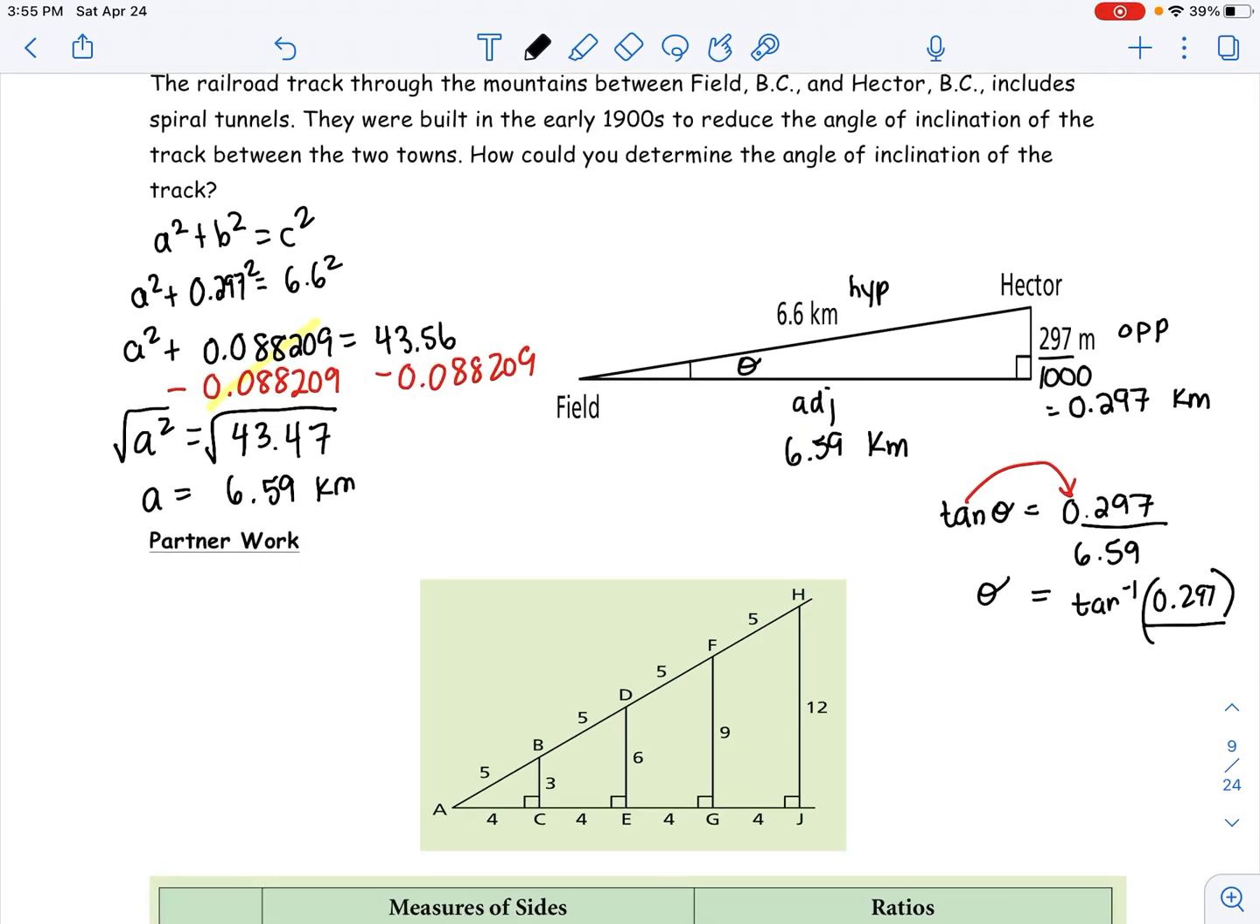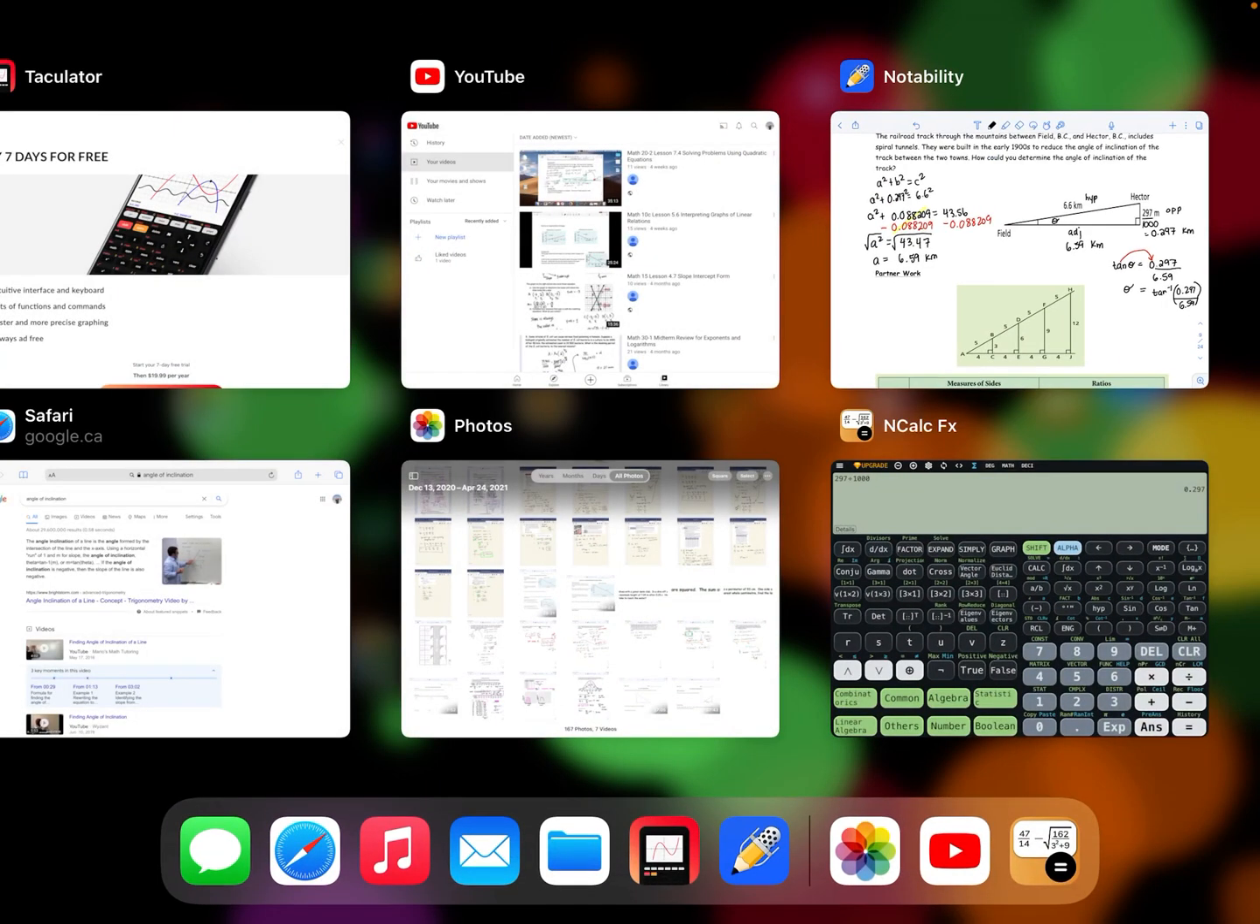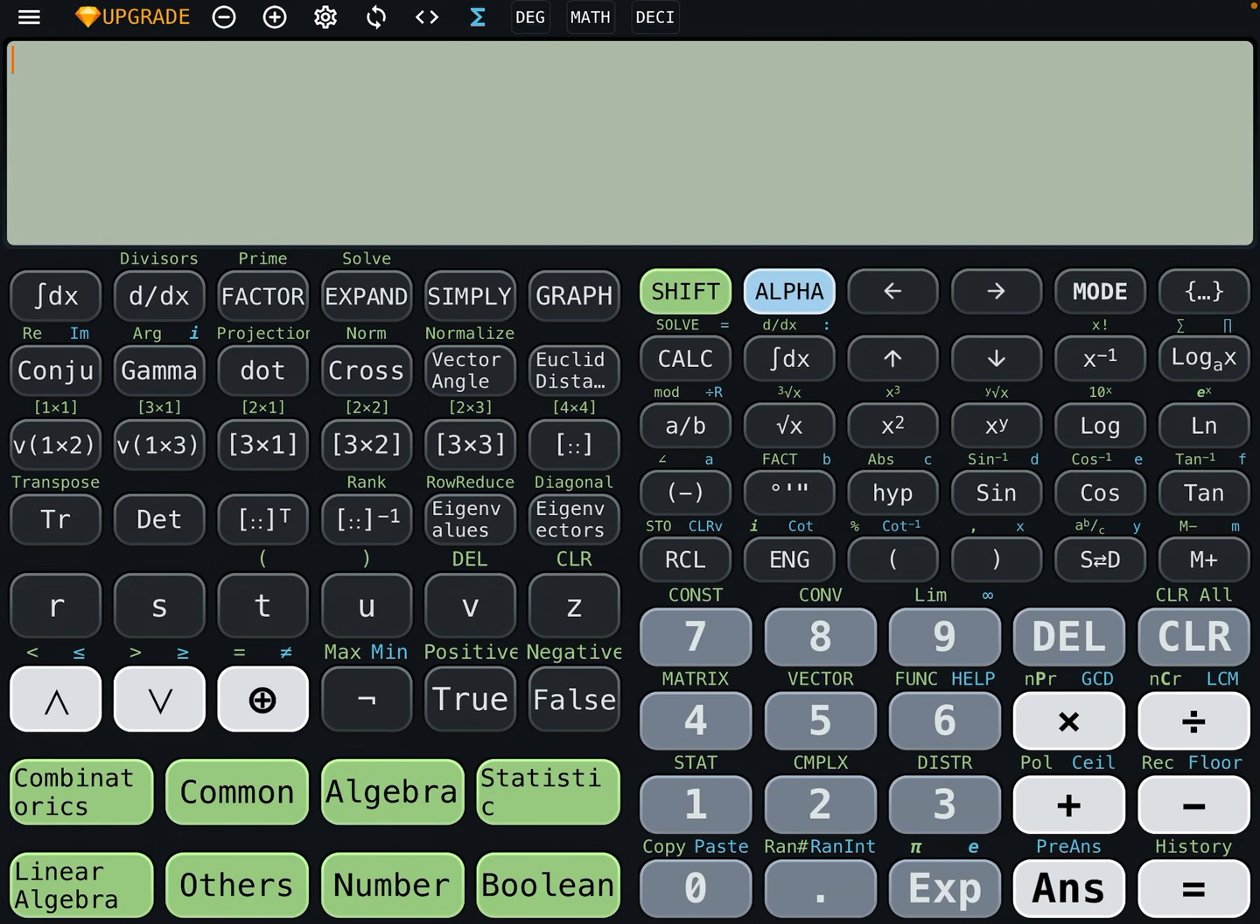Okay, so in your calculator, you're actually doing tan inverse of the 0.297 divided by 6.59. Okay, so we're going to see what the angle is. It's going to be really small. So step 1, go shift tan, so tan inverse or second tan. To get tan inverse, make sure that you are in degree mode. And then you're going to put the opposite divided by your adjacent.